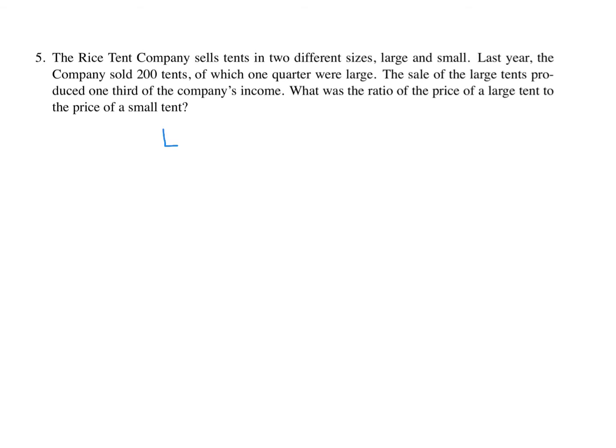I will call L the large tent and S the small tent. There's 200 tents sold in total. So that means L plus S is 200. 1/4 were large. So 1/4 of 200 is 50, right? So that's 50. And then therefore S is 150.